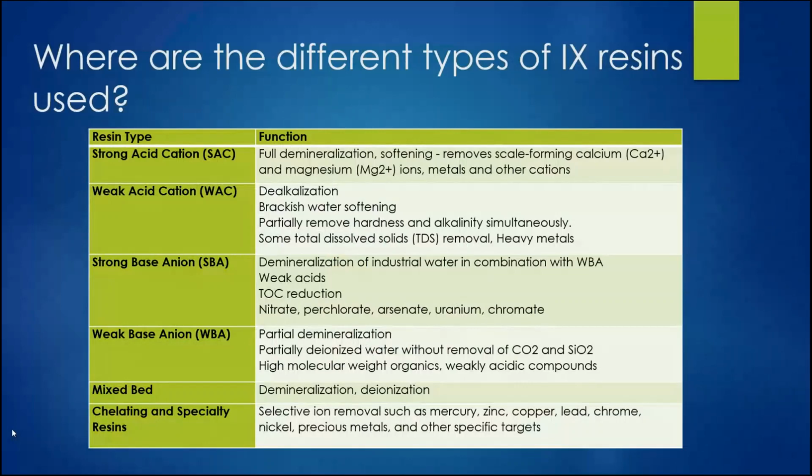For example, a strong acid cation resin would be selected for full demineralization, but a weak acid cation resin would be used for dealkalization or softening of hardness associated with alkalinity, bicarbonate ion.